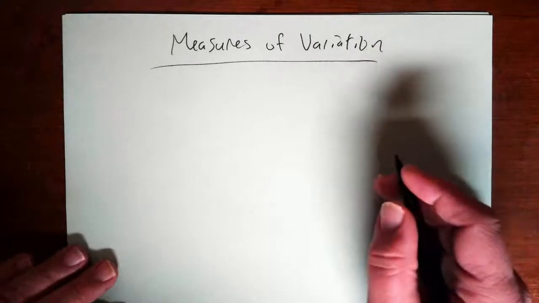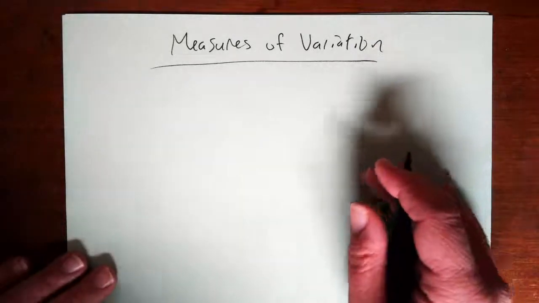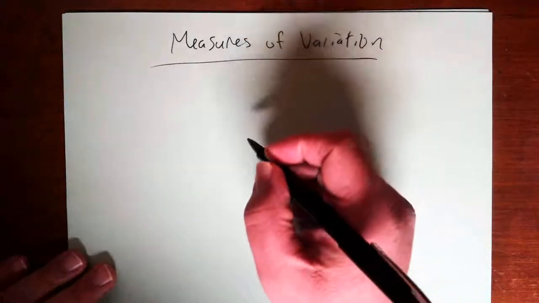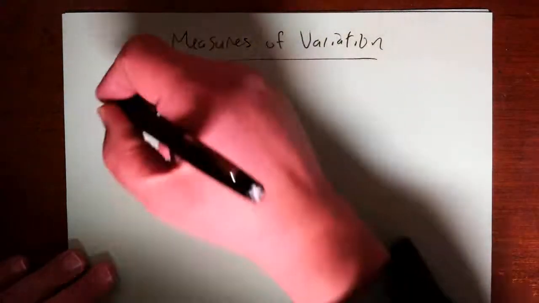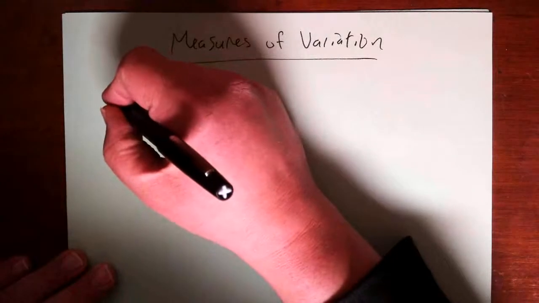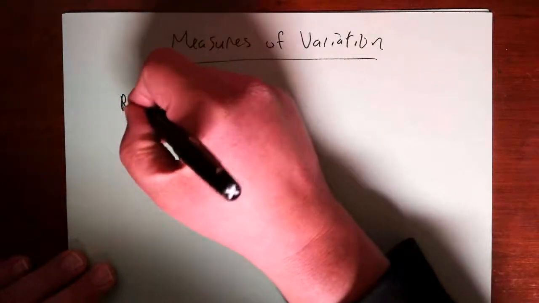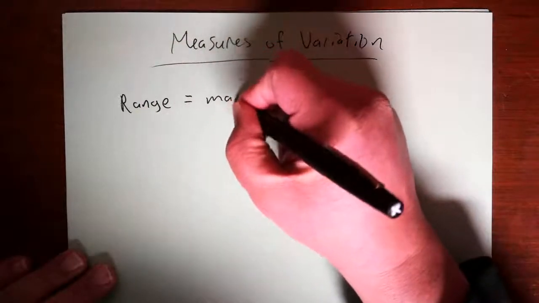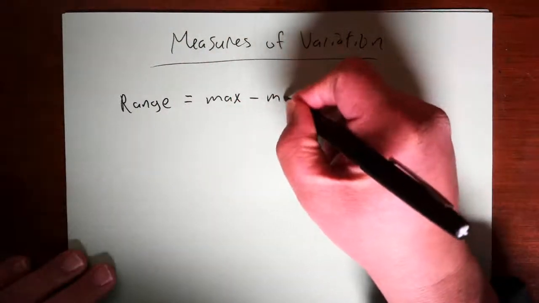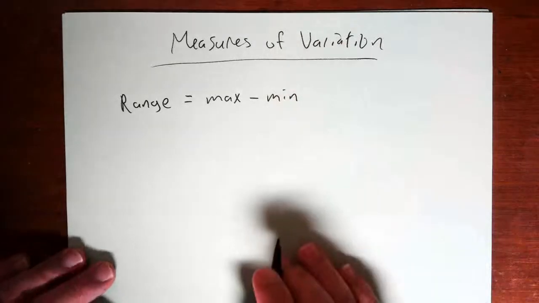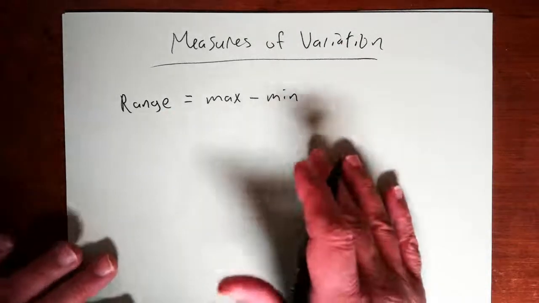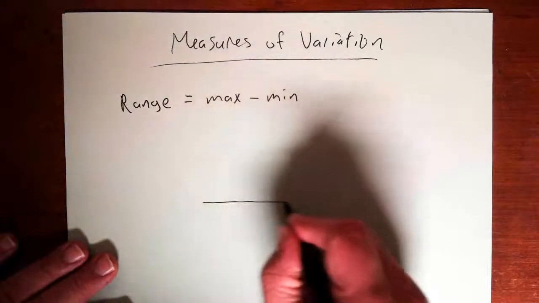And so I want to give an example here of a very simple measure. Let me write it down here. So the range is just the maximum value minus the minimum value. And so let me give you an example here. This would be a very simple measure of variation, or measure of spread.